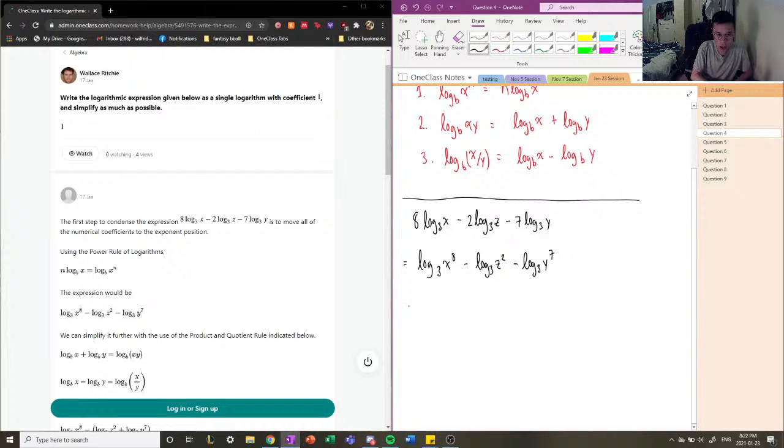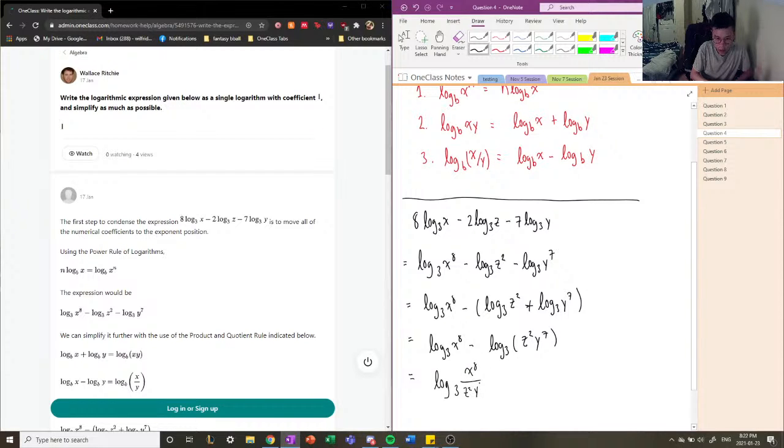Next, we're going to factor out the negative in our last two terms. So we have log base 3 of z squared plus log base 3 of y to the power of 7. By doing so, we can use the sum rule to rewrite this as log base 3 of z squared times y to the power of 7. Finally, we're going to use our difference rule, and we simplify it to log base 3 of x to the 8 divided by z squared times y to the power of 7. And this is our simplified expression.